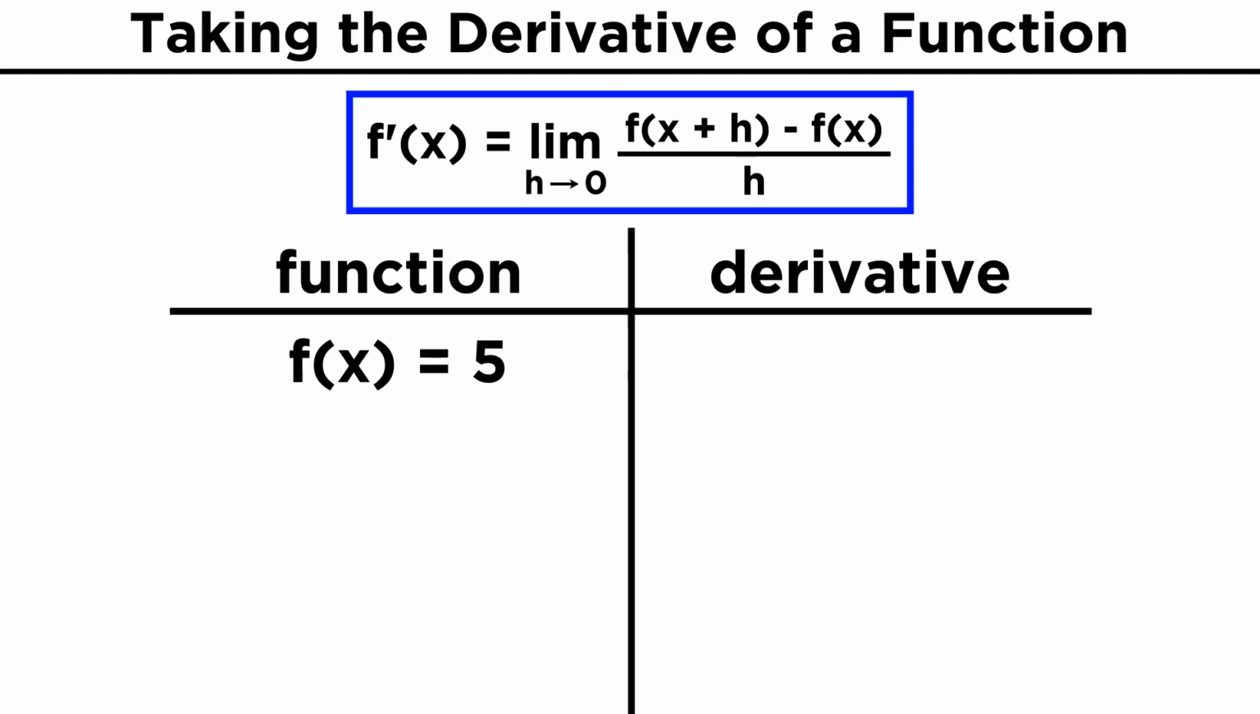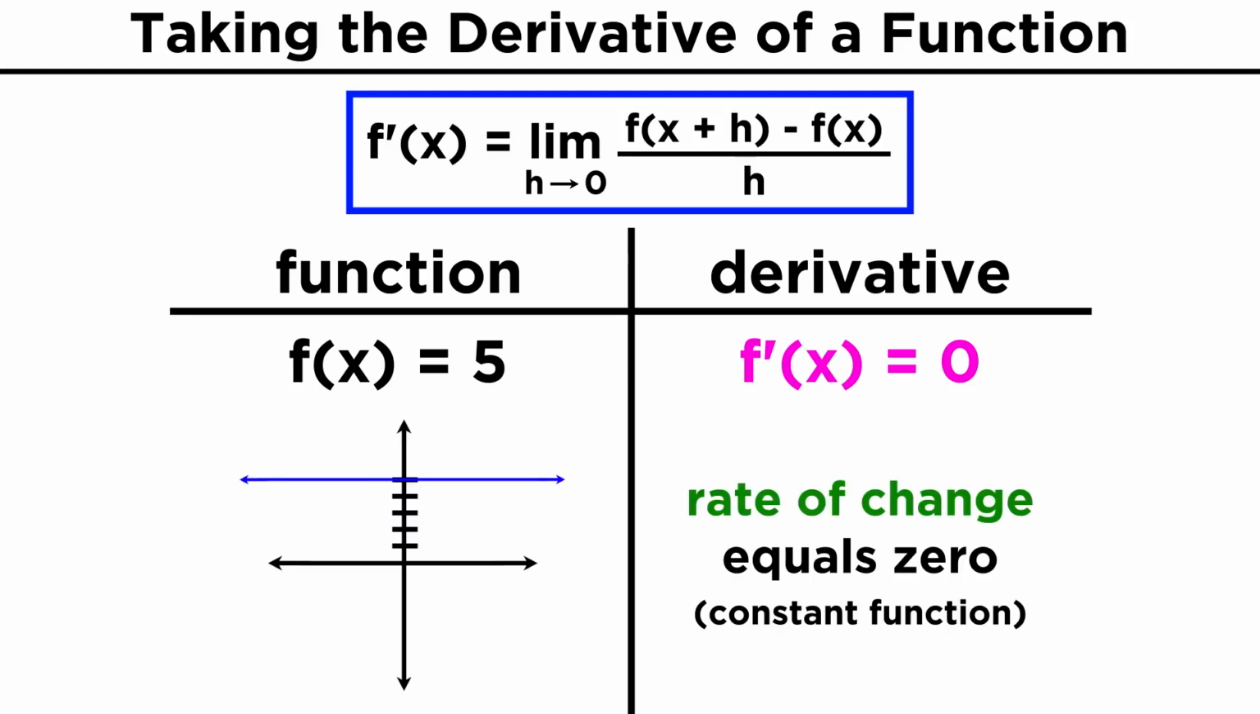Let's start with something easy. How about some constant function like f of x equals 5? If we take the derivative of this, when we go to plug in values for f of x plus h and f of x, these will both be 5, because no matter what point on the function we are talking about, it's equal to 5. 5 minus 5 is 0, so as h approaches 0, f prime of x will become 0. This makes sense, as the rate of change anywhere on this function is 0, because the value of the function never changes.